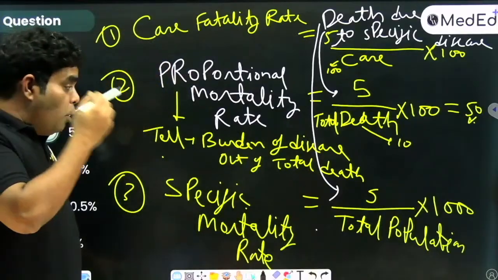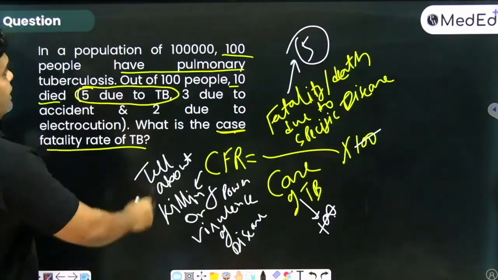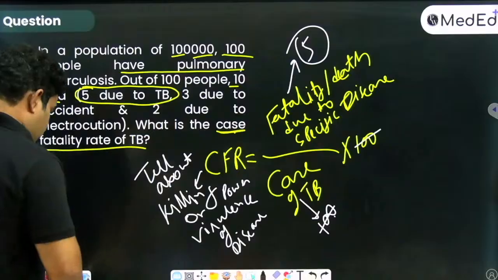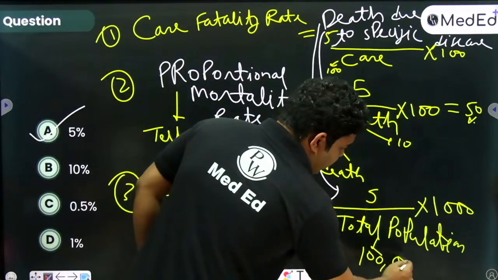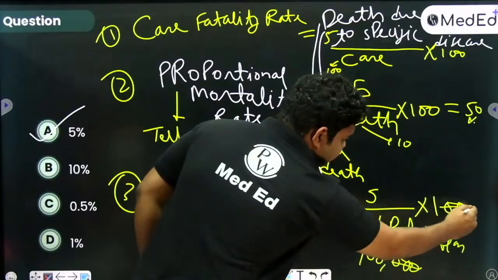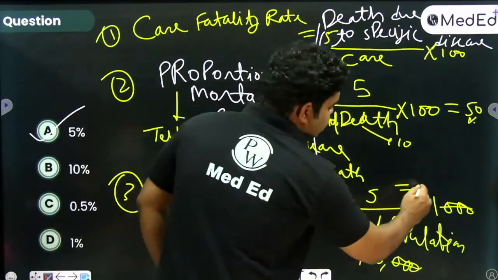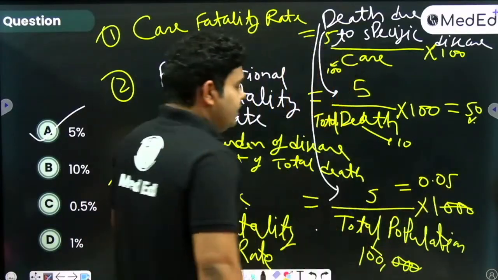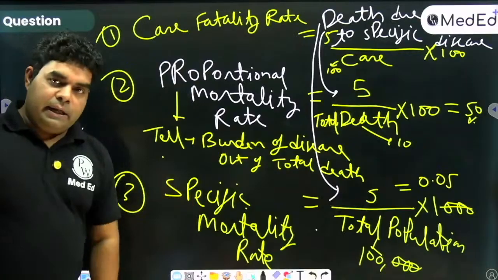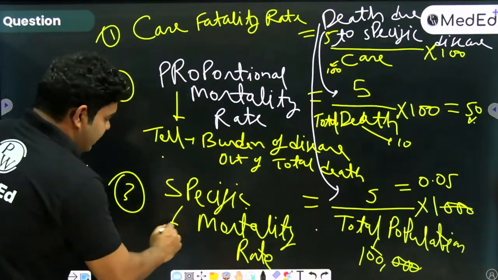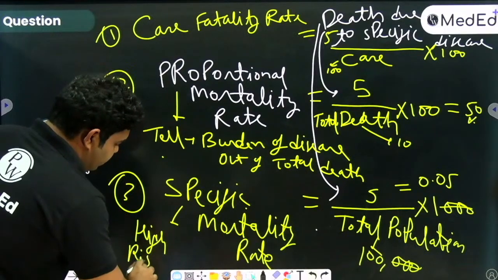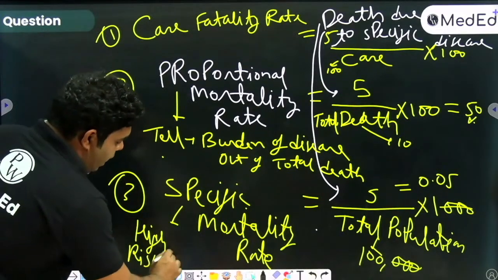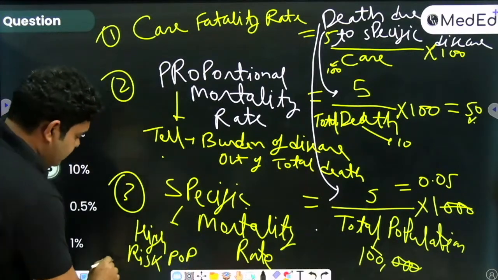But what was the total population of our village? Total population of our village was 1 lakh. So we will put 1 lakh as denominator. And if you put 1 lakh as denominator, this 30 will cancel out. 5 by 100 means 0.05. This is the specific mortality rate. Specific mortality rate tells about high risk population for death, that is, which disease patients are at high risk for death.